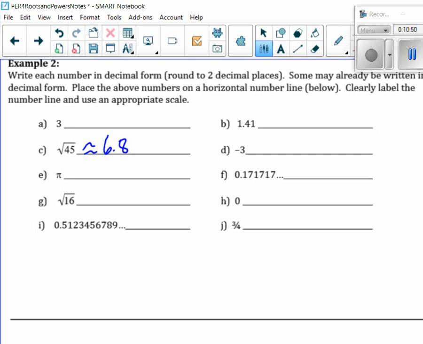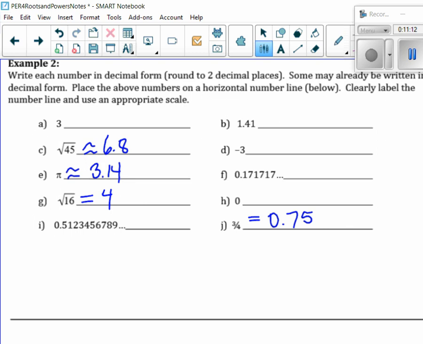Pi is approximately 3.14. This is already in decimal form. This is equal to 4. Yes, this is already in decimal form. What's 3/4 as a decimal? 0.75. So it's saying you have to have an appropriate scale.